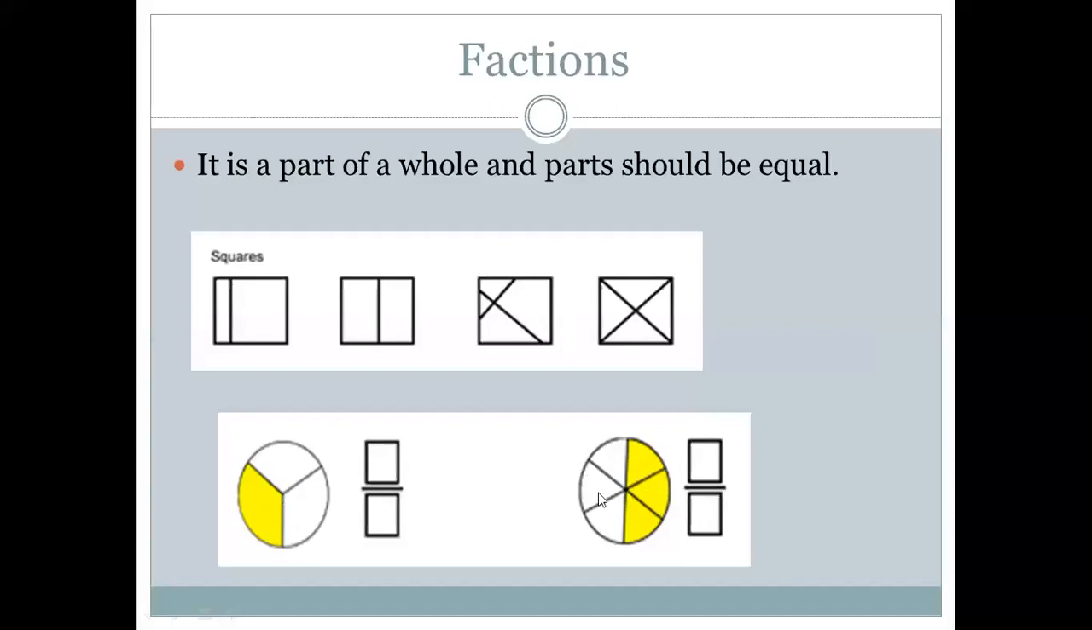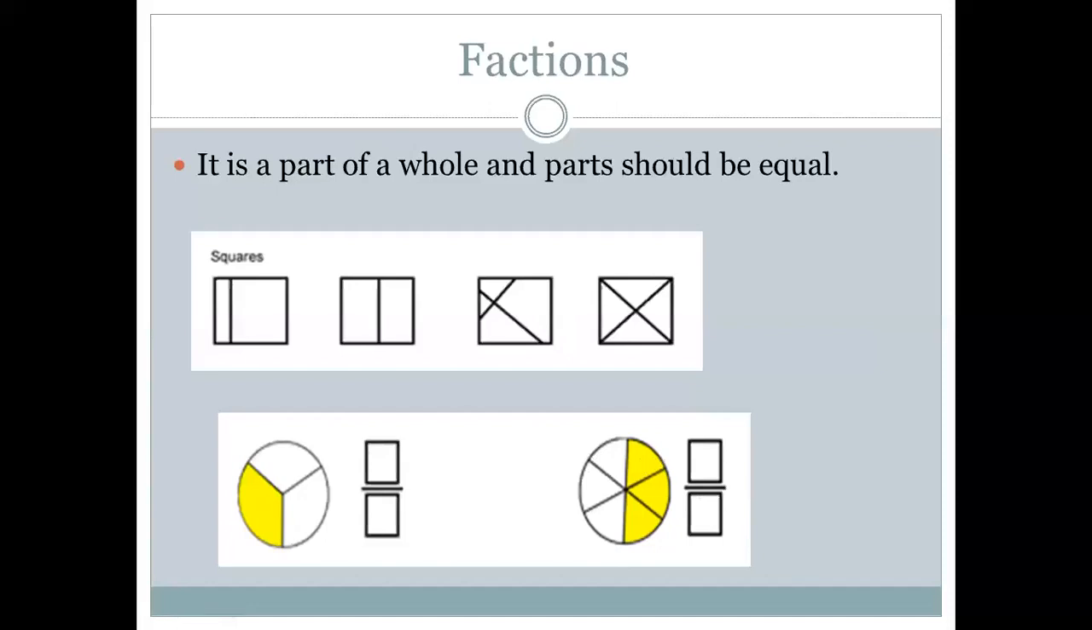Now, second pie. This pie is divided into how many equal parts? Exactly 6. So I write down here in the denominator 6. And how many parts or how many slices did I eat from this pie? 3. 1, 2, 3. So I have 3 over 6.